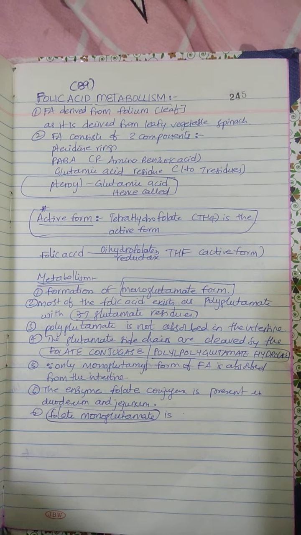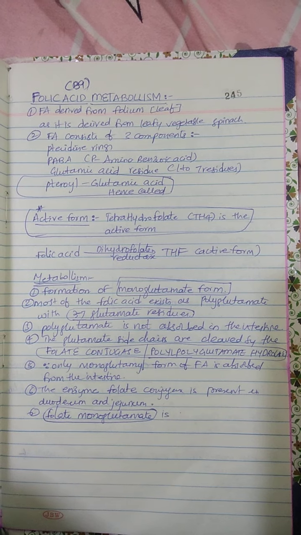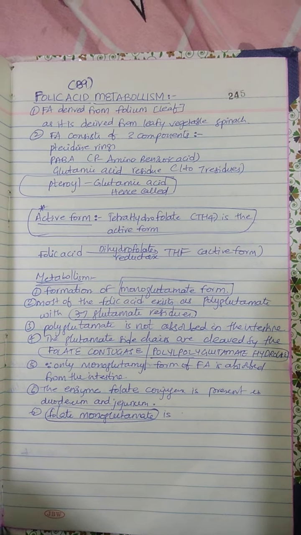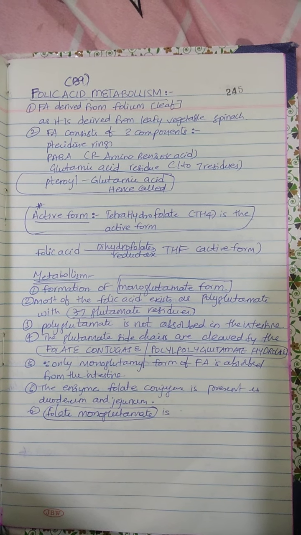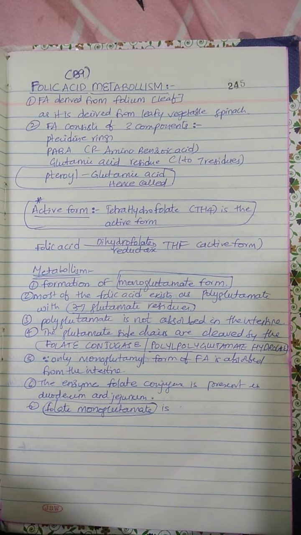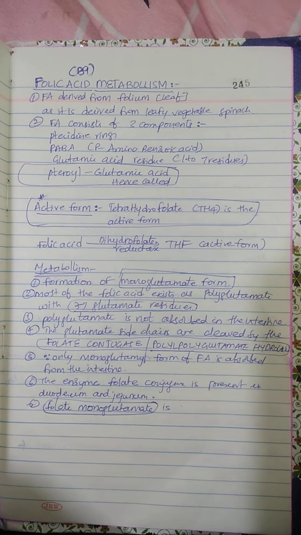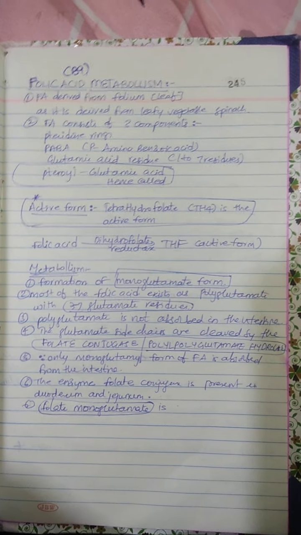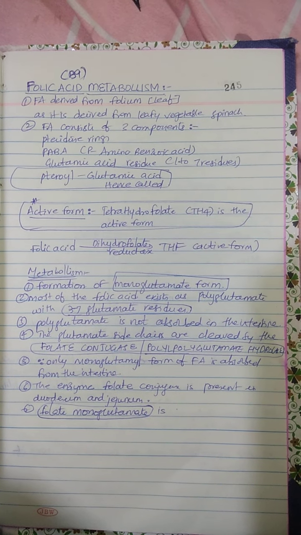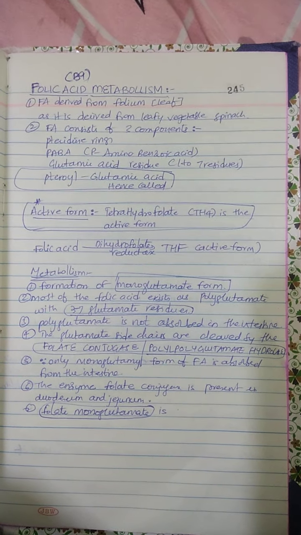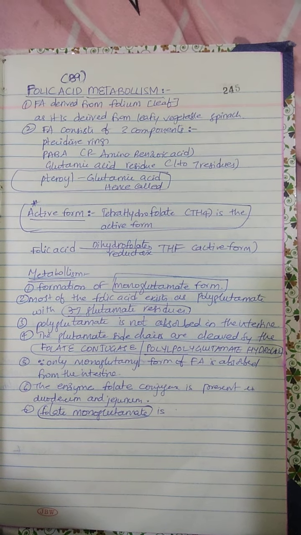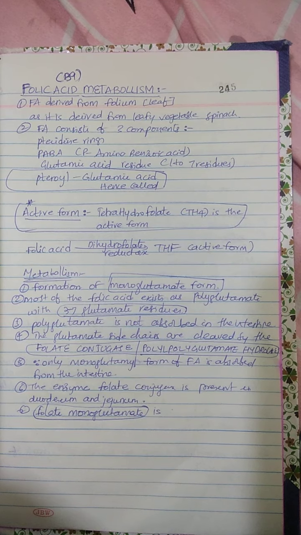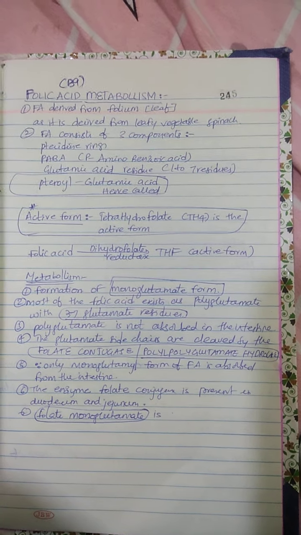Folic acid, by means of the enzyme dihydrofolate reductase, is converted into tetrahydrofolate, which is the active form, and the metabolism mainly includes formation of the monoglutamate form. Most of the folic acid exists as polyglutamates, that is, it contains 3 to 7 glutamate residues. Polyglutamate is not absorbed as such in the intestine. The glutamate side chains are cleaved by folate conjugase or polyglutamate hydrolase.